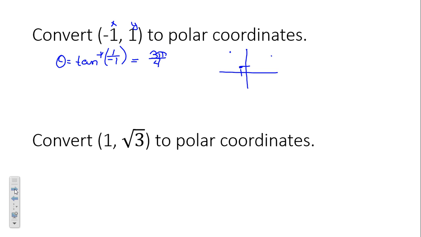And now we need to go and find r. So r is nothing more than the square root of x squared plus y squared, right? Last time we did it was a squared plus b squared. And so 1 plus 1 is 2, so r is the square root of 2. So as a polar coordinate, we have square root of 2, 3 pi over 4. Make sense? All right, last one, convert to polar.